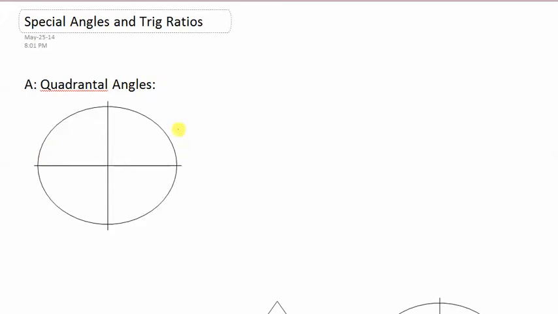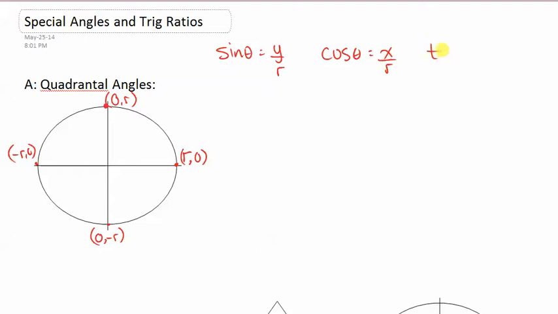So for a standard position point of radius r, first of all, let's mark off some coordinates. This would be r comma 0. This place here would be 0 comma r. Over here, negative r, 0. And down here, 0, negative r. Now, recall, we've talked about the sine of the angle being y over r, and cos of an angle being the x-coordinate over r, and the tangent of the angle being y over x.